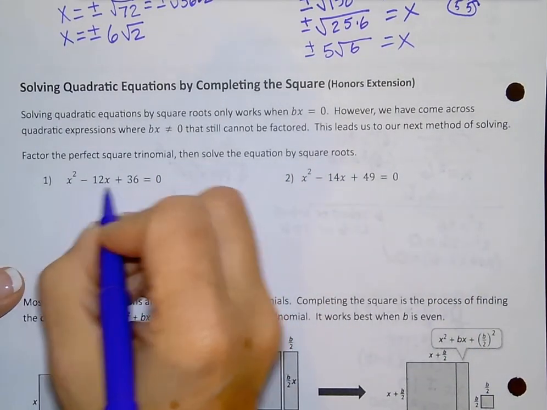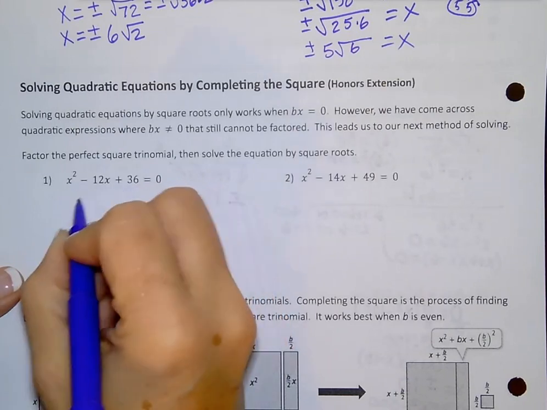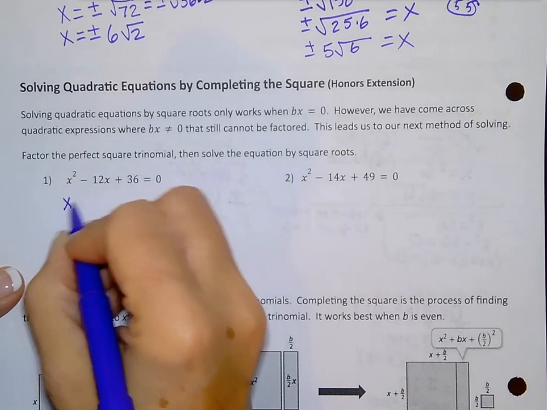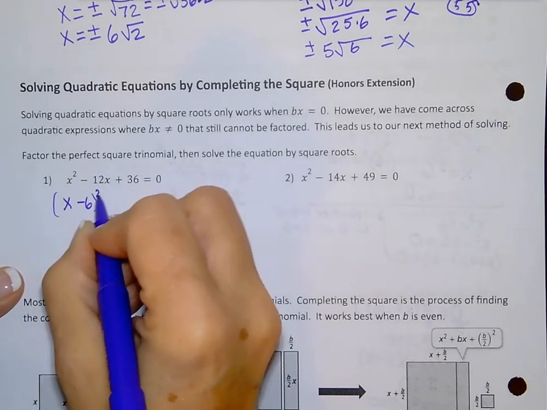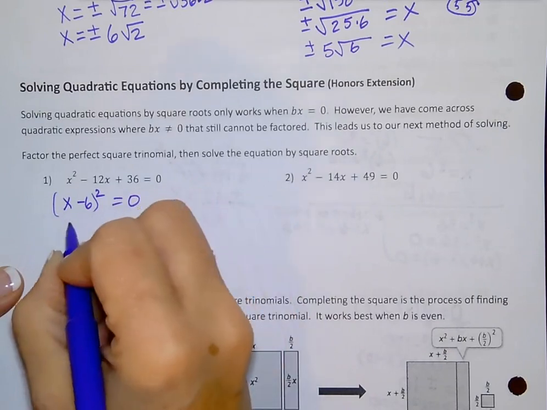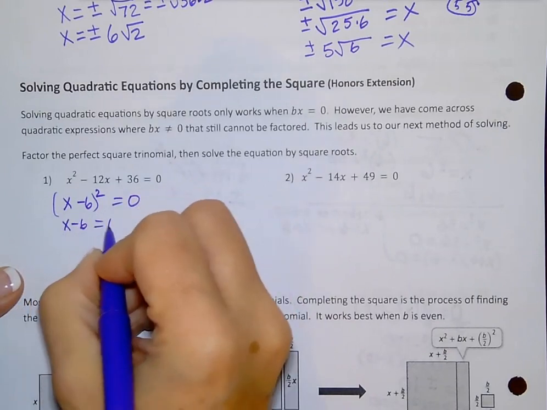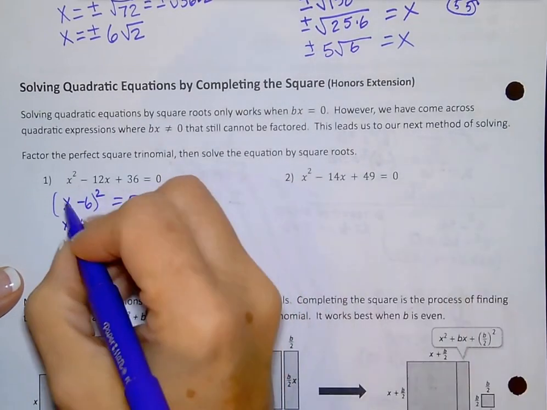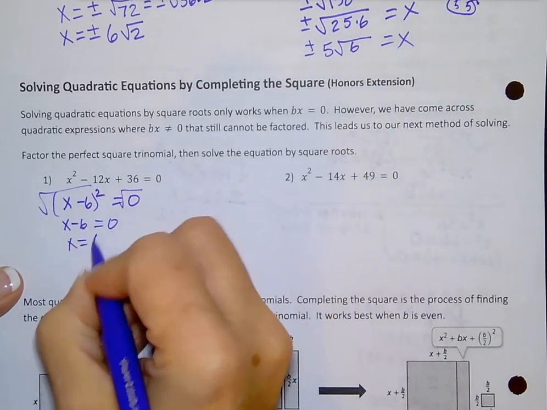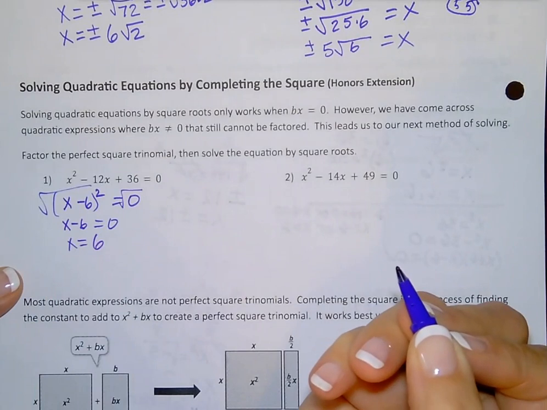So I'm going to factor. I see that it's a perfect square trinomial, and I have a subtraction sign in the middle, so I know I'm going to have x minus 6 all squared. That equals 0, and so taking the square root of each side, I know x minus 6 equals 0, because the square root of 0 is 0, yeah? And so I know x equals 6. That's it. That's what I get.